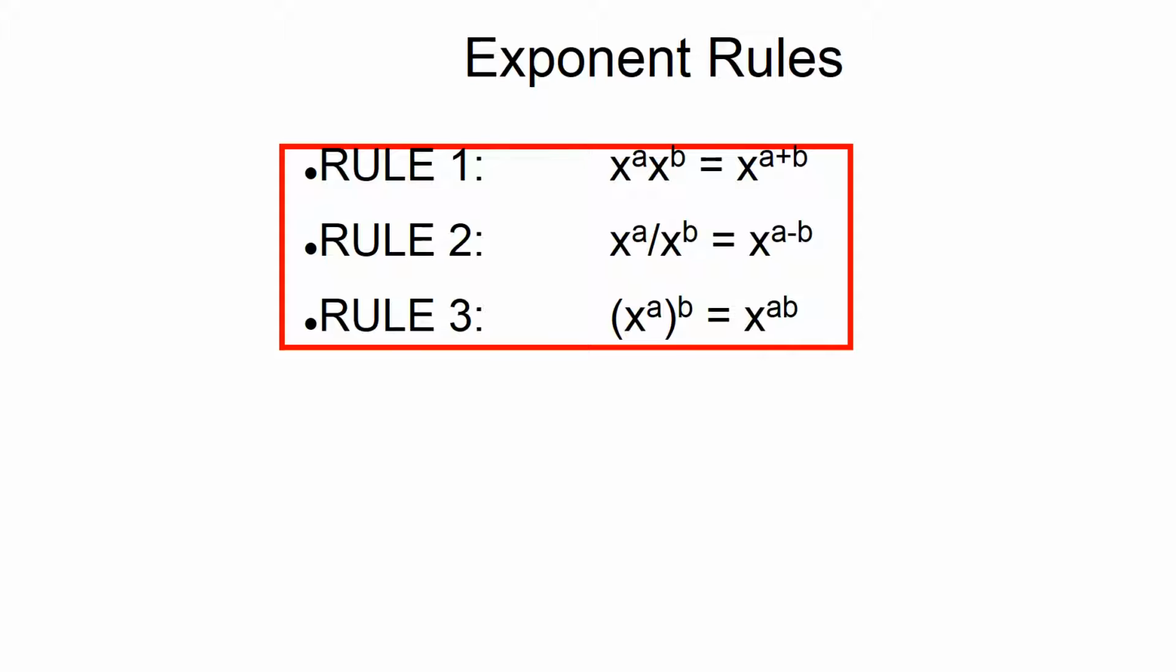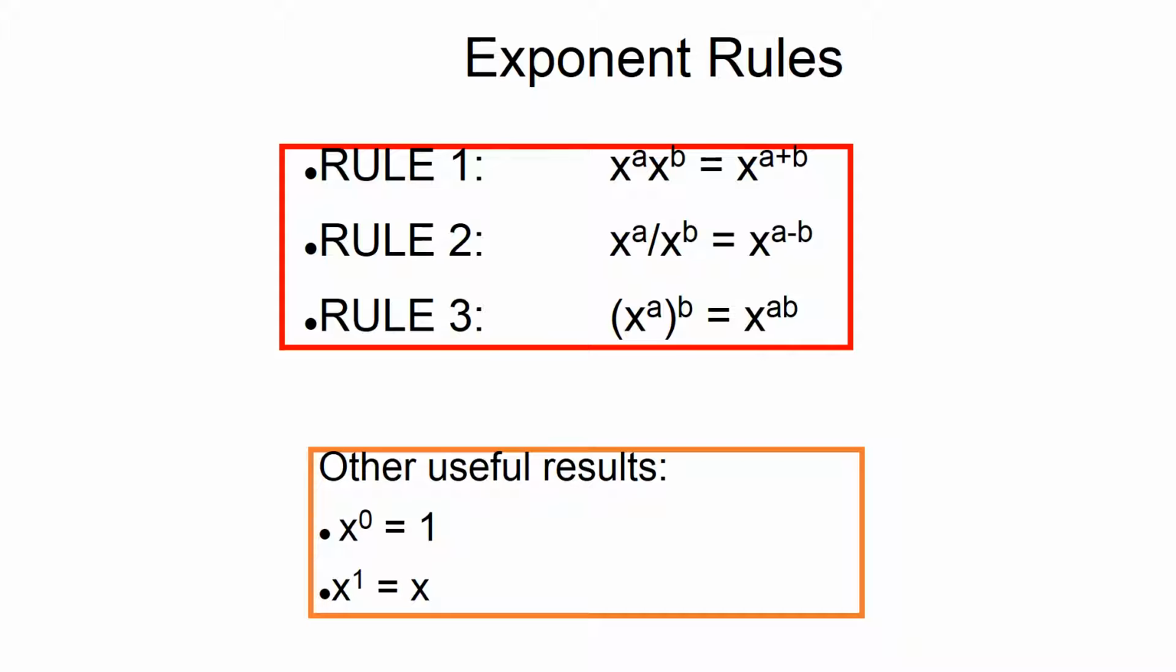So what's going on there? Let's move that little top hat thing out of the way. So there are other useful exponent rules, which are constant. x to the power of 0, no matter what x is, is always 1, and x to the power of 1 is always just x.